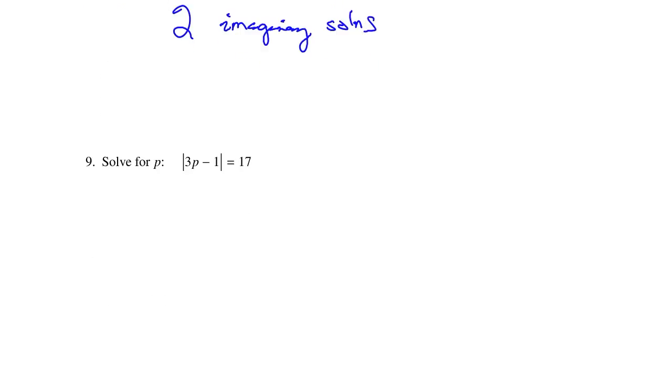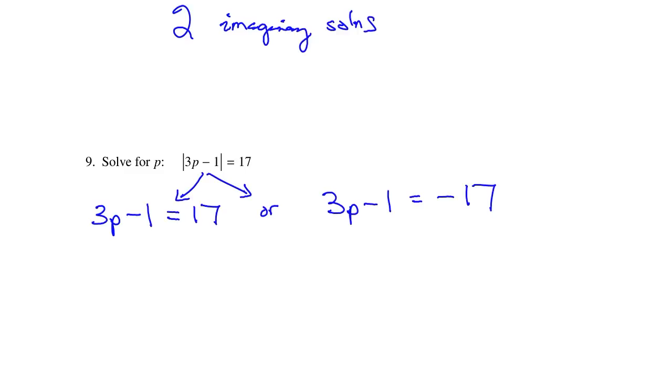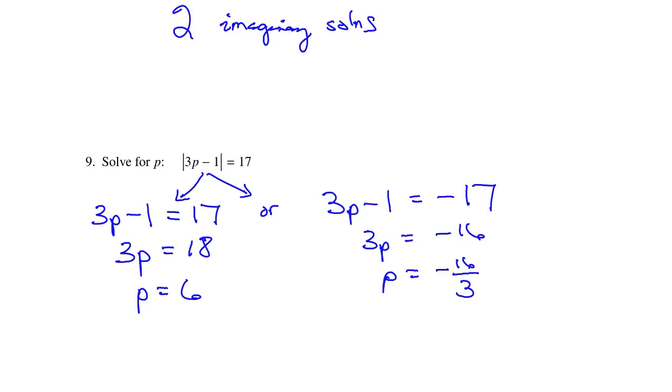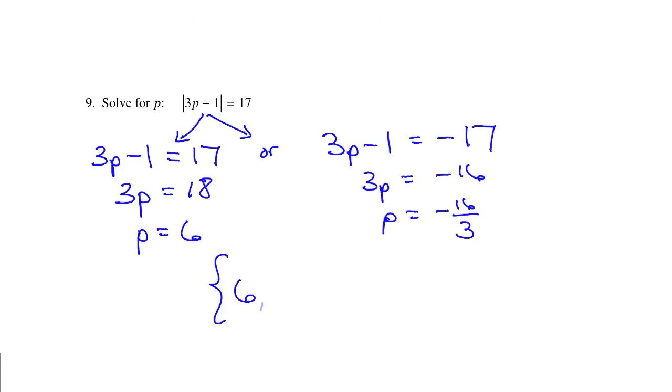Question 9. Solve for p. When you have the absolute value of something equal to a number, you immediately split it up and you do 3p minus 1 is equal to the positive version of the number on the right, and then or 3p minus 1 is equal to the negative version of the number on the right. In this case, negative 17. Solve these equations independently. So we get 3p is equal to 18, so p is equal to 6. And then 3p is equal to negative 16, so p is equal to negative 16 over 3. So the solution is 6 comma negative 16 over 3.